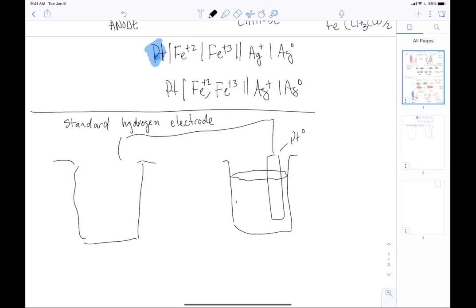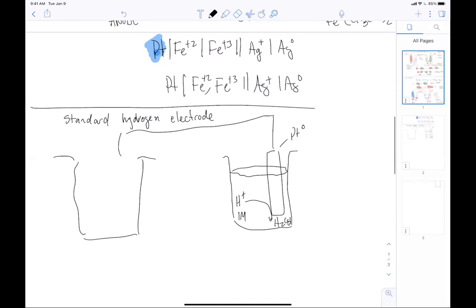And the reaction that you look at is just H plus going to H2 gas. And this is, your proton concentration is around 1 molar. And then over here, you have something else that you're trying to kind of measure it against.